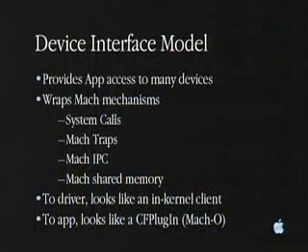The device interface model wraps a number of Mach mechanisms. Basically, since Mach is the IPC model, everything that we do is simply a wrapper for that. And our idea there is for IOKit to make the most common uses of the Mach infrastructure easy to use. IOUserClient provides this. So system calls, Mach traps, which are kind of similar, Mach IPC, and Mach shared memory. All of these mechanisms are available in the IOUserClient class, so if you want to set up some private communication, you can make use of any or all of these as it makes sense.